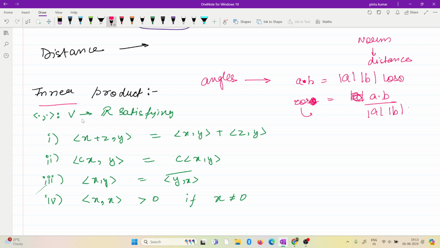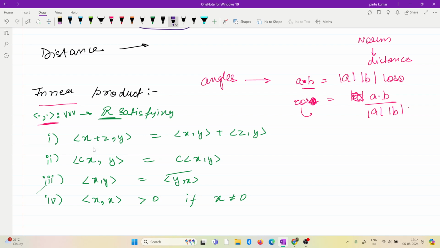Similar to dot product, this inner product will also take two entries. This is from V cross V. I have written it wrong over here. So this will take two entries from V cross V, and it will give you an R. And it will satisfy these properties. These are slightly non-trivial as compared to norm, but they are easy to understand.